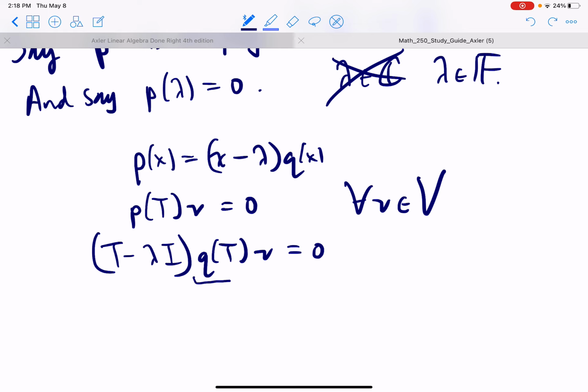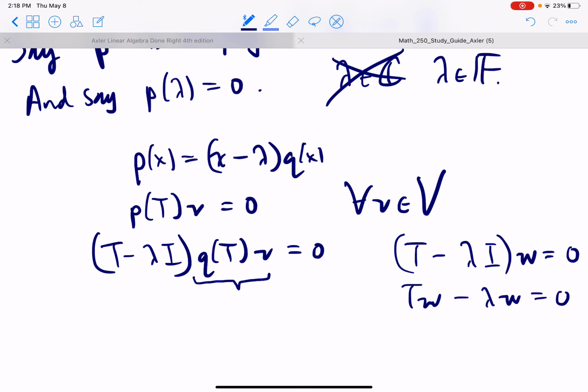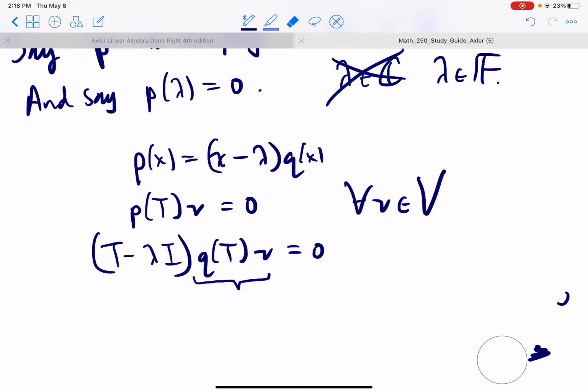So now if q of T v is non-zero, we're done, because then lambda is an eigenvalue. Being in the null space of T minus lambda times the identity: if some vector w is in the null space of this, that just means that Tw minus lambda w is 0, which means that Tw is lambda w. And so w is an eigenvector of eigenvalue lambda, provided that w is not the zero vector. So we just have to show that this thing is not the zero vector, and then this is an eigenvector showing that lambda is an eigenvalue.